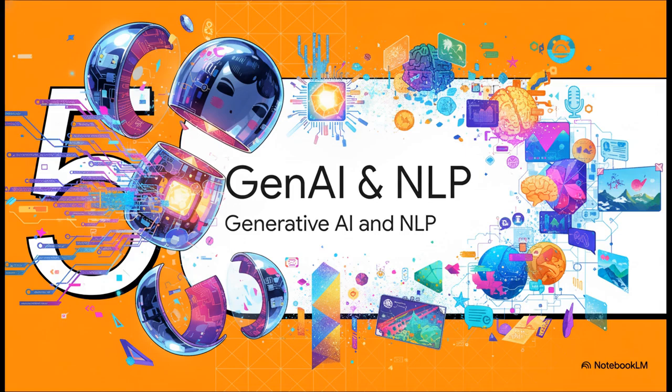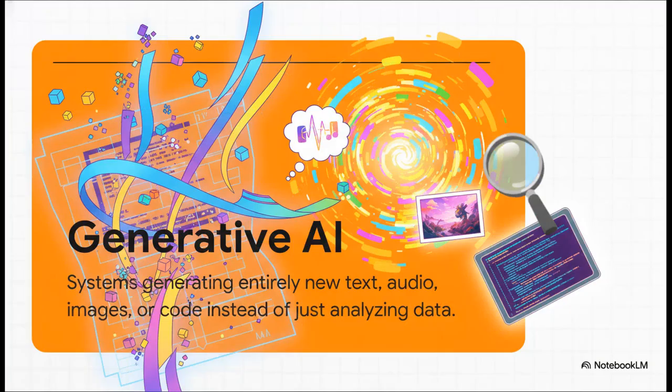Diving even deeper, here is Section 5, Generative AI and NLP. Now let's pull apart the doll one more time to reveal its innermost core. And I want to really emphasize the word new here. While traditional machine learning predicts a delivery time or sorts an image into a cat or dog category, generative AI creates content that literally did not exist before. It generates completely new text, audio, images, or even computer code.